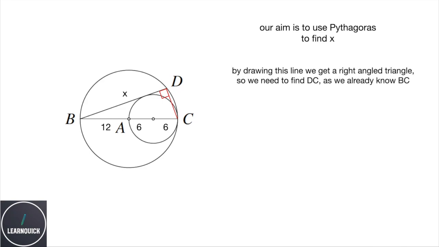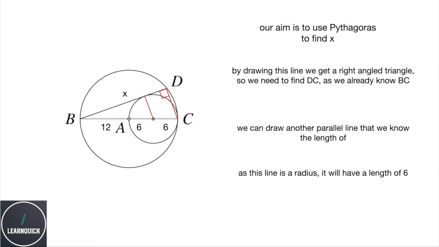And what we can do, we can draw this line from D to C, and it forms a right angle. So we need to find DC, as we already know BC, and then we can put it into the Pythagorean theorem. So we can draw another parallel line that we know the length of. As it is a radius, it will be 6, because that's the radius of the smaller circle.